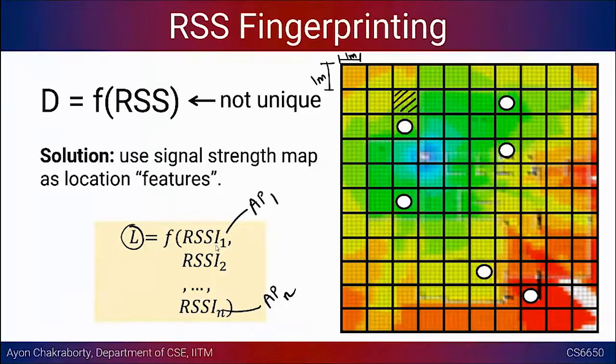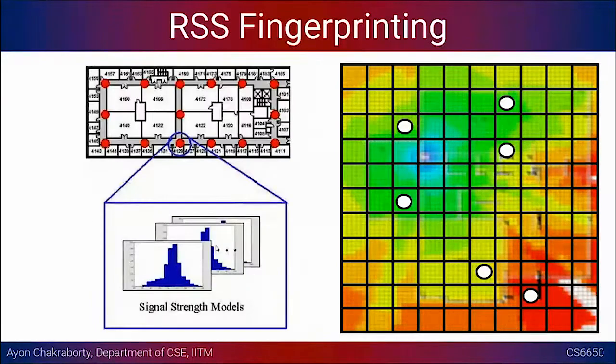Learn this database. Whenever a new sample arrives, we just want to check which of the distributions it is likely to belong to, and that becomes our predicted location. In this case, if it's a building map, we'll basically have the signal strength models. For every such location, we will have these distributions, and these distributions will go into some kind of a database.